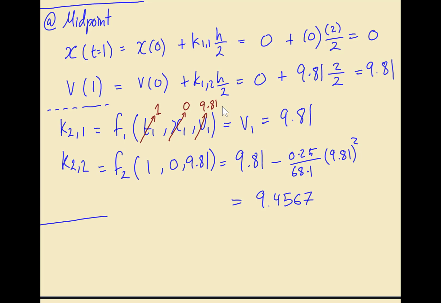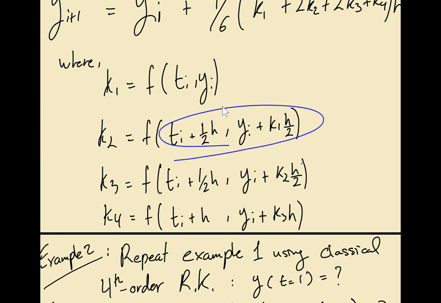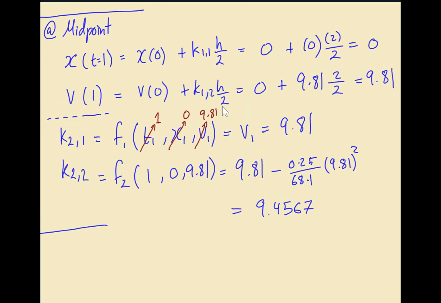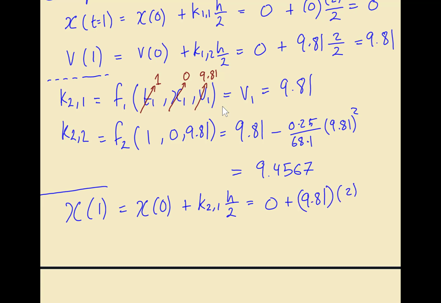Now, again, in the Runge Kutta fourth order, the next step is to find the value at the midpoint again. You guys remember from here? So this is midpoint, and this is also midpoint. So what we have to do is update the values at the midpoints using these new k values. We have a new k21 and a new k22. So x at 1, which is time equals 1, equals x naught, or x at 0, plus k21 times h divided by 2. So this is 0 plus k21, which is 9.81, times h, which is 2, divided by 2. So we get 9.81.